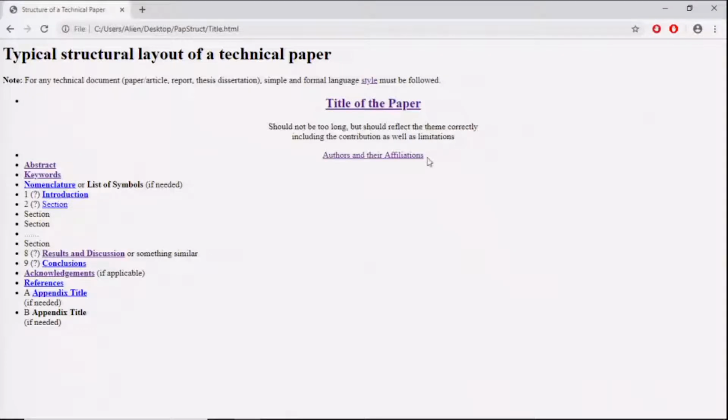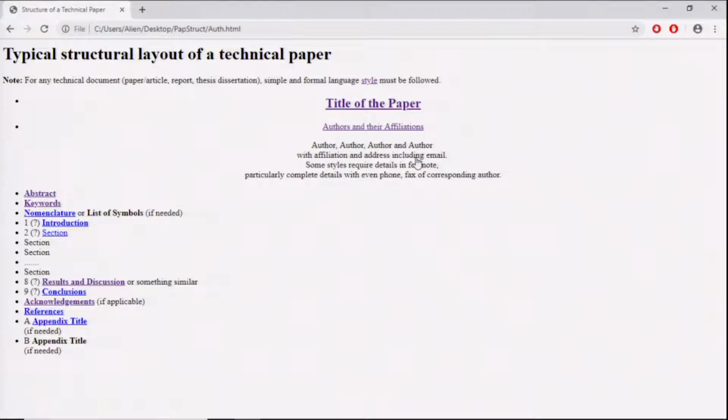Okay. So, after the title, authors and their affiliations. In the case of a single author, just the author's name will come. If it is two authors, then first author and second author. If there are more authors, then after each author's name there should be a comma, and finally, the last and the penultimate one will have an "and" in between.